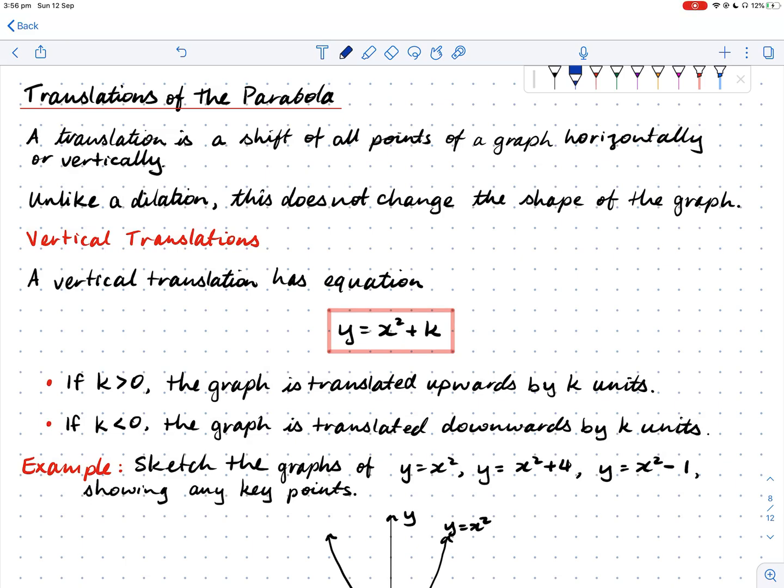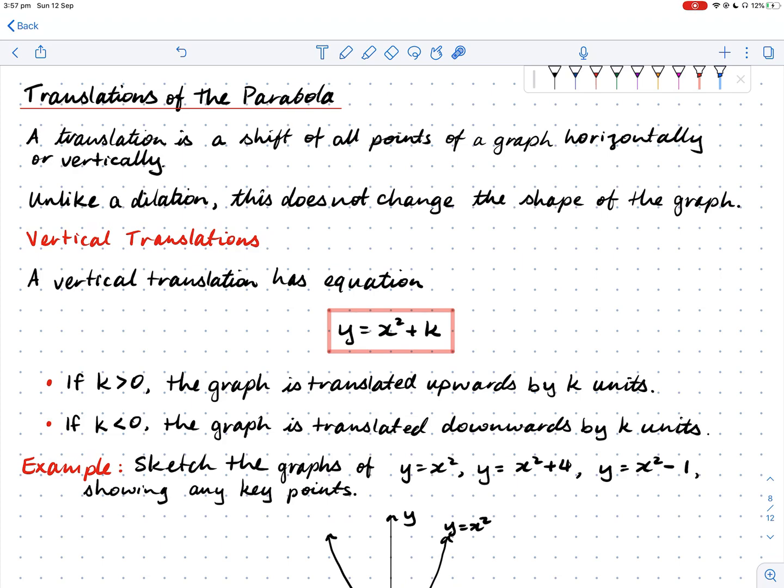Last lesson, we looked at scaling or dilating our graphs and reflecting our parabolas. Today, we're looking at translations. If you remember back with your geometry transformations, we talk about translating, rotating, and reflecting. A translation means that we're just shifting the graph or sliding it left, right, and up and down, or maybe a combination of the two.